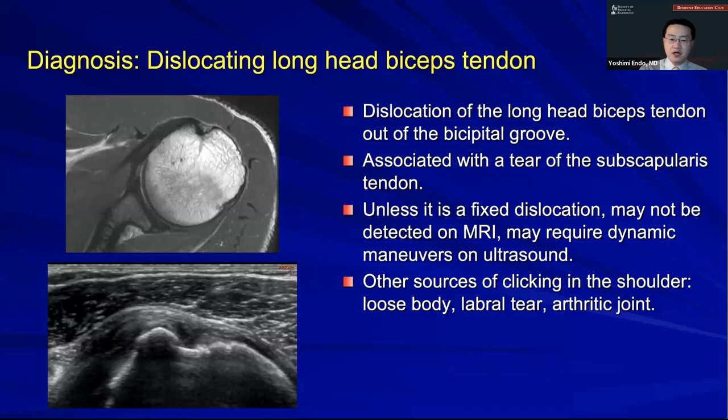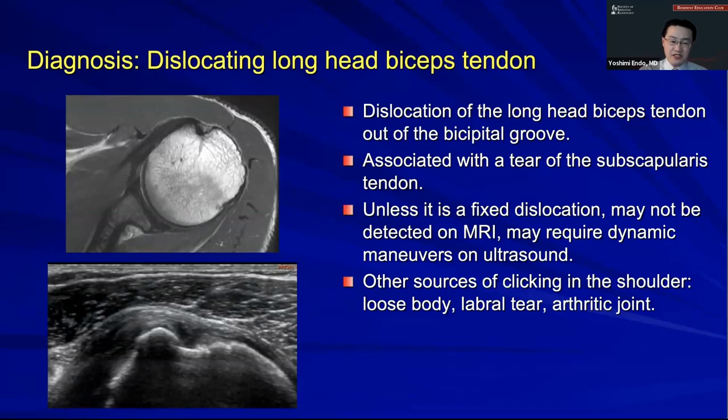Dislocation of the long head biceps tendon can occur in and out of the bicipital groove. These are usually associated with tears of the subscapularis tendon. Unless the tendon is fixed in dislocation, if it's a dynamic process where it stays in the anatomic location half the time and only dislocates with certain movements, you're not going to detect this on MRI.